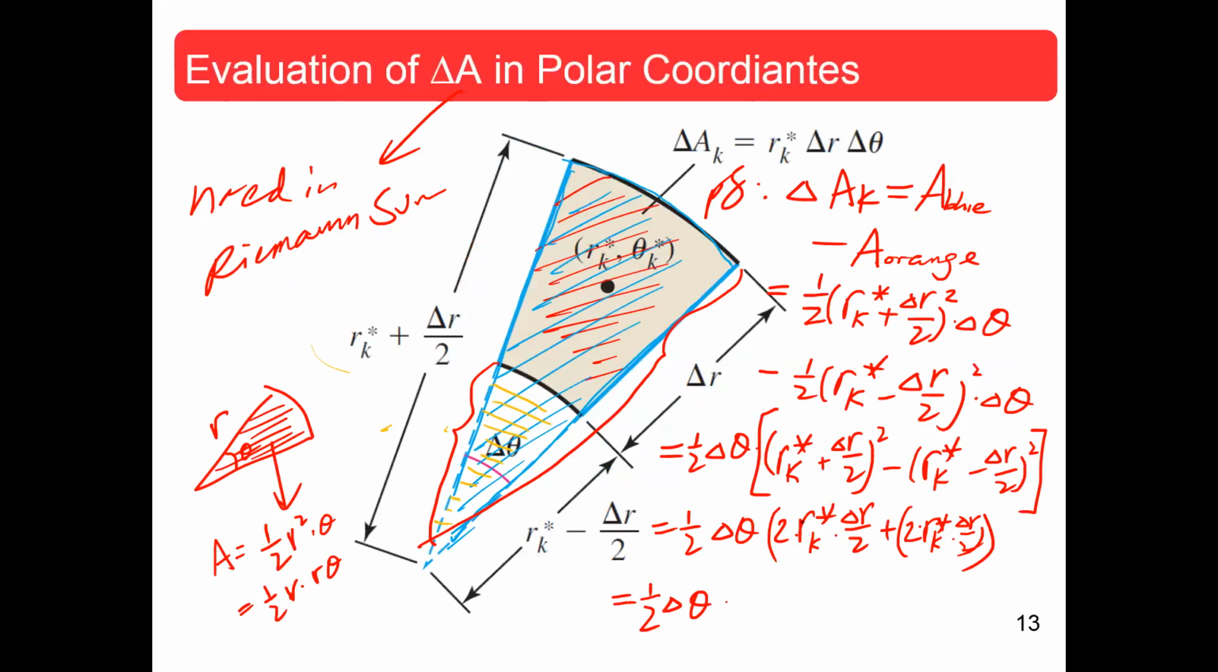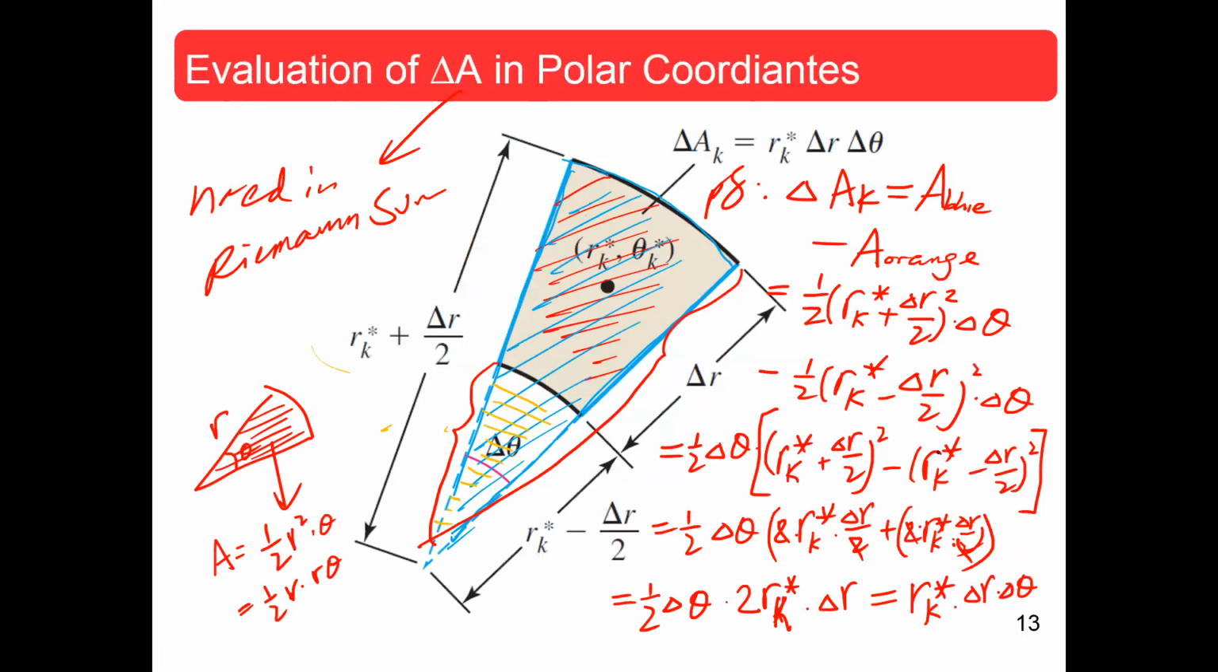So we have 1/2 delta theta. And you can tell that 2 and 1/2 cancels out. So what's left will be R_k star times delta R plus R_k star times delta R, which is 2 R_k star times delta R. Therefore, the 2 and 1/2 got reduced. In the end, I just get R_k star times delta R times delta theta.